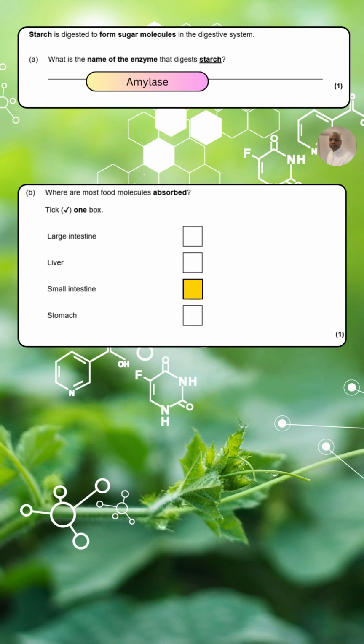So part A of the question just asks you to name the enzyme that digests starch. Very simple 1 mark question, and the answer is already on screen. So you know that amylase is responsible for digesting starch. Part B is just focusing on where in the digestive system food is absorbed, and all it is asking you to do is choose one of those 4 options, and again the answer is already highlighted.